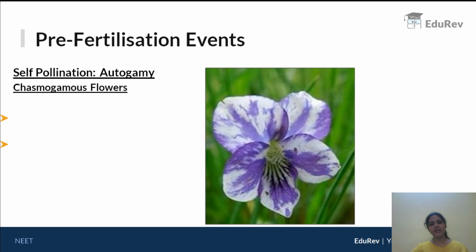So here you have the chasmogamous flower. Very clearly you can see that it is an open flower, and since it is an open flower, you can obviously understand, yes, self-pollination may be permitted, but cross-pollination is also possible here. So it is not simply stuck to self-pollination. Self or cross is also possible.